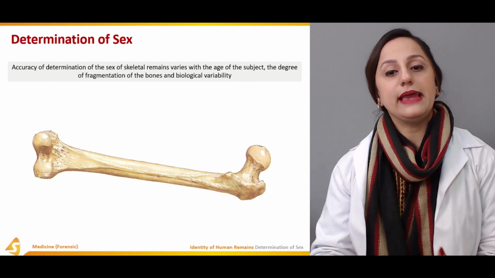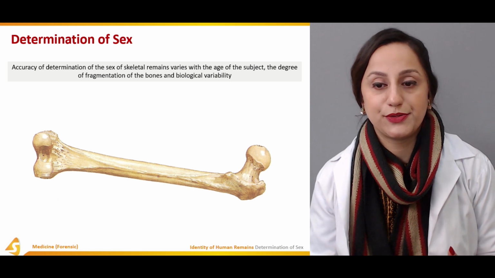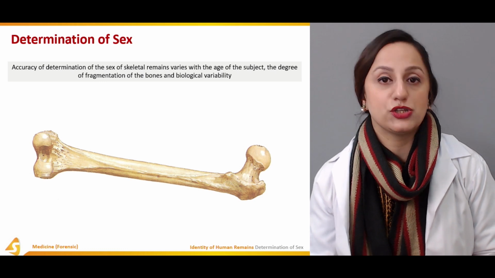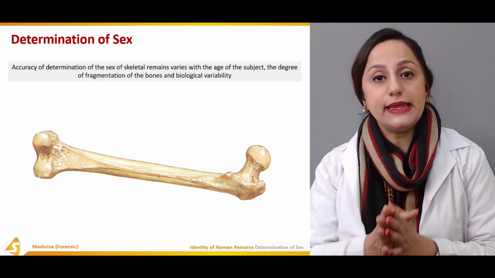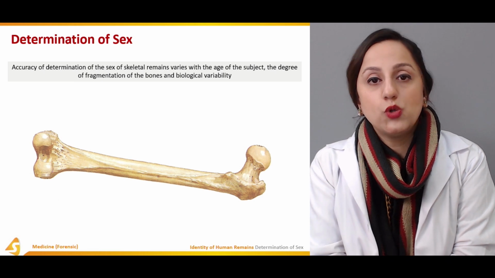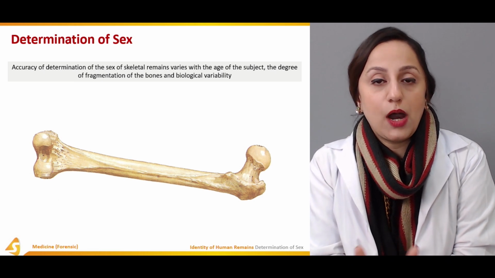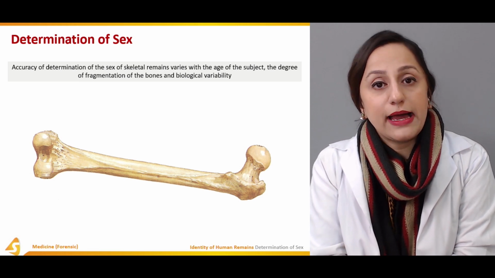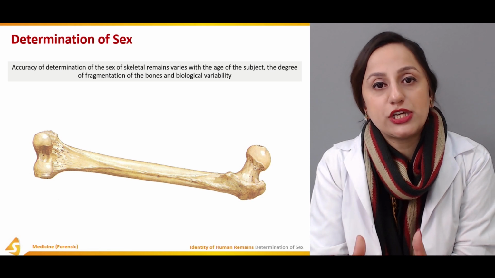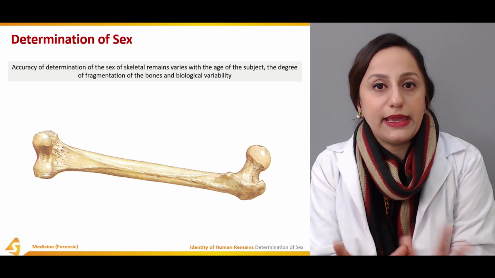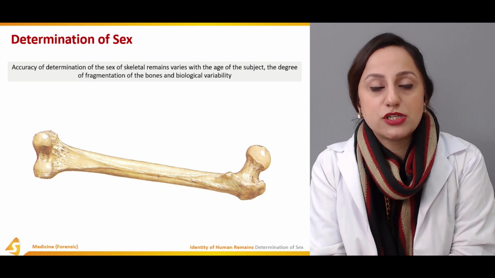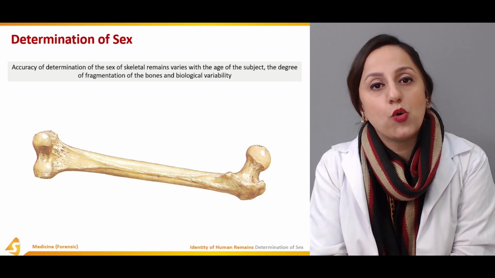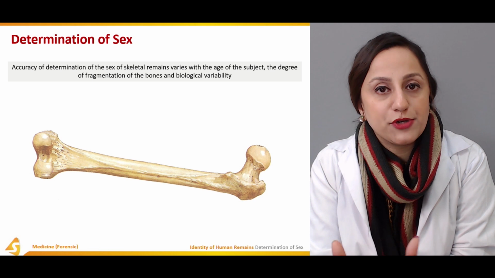Now, the accuracy of determination of the sex of skeletal remains varies with the age of the subject, the degree of fragmentation of the bones, and the biological variability. We can have decomposed bodies at hand, and in those cases, how are we going to deal with the determination of sex of these bones? This is very important. With the aging process, there are a lot of changes that occur in a normal human skeleton. Those changes should also be kept in mind. So the aging of the bones and the sexing of the bones go hand in hand. They are not separate procedures.